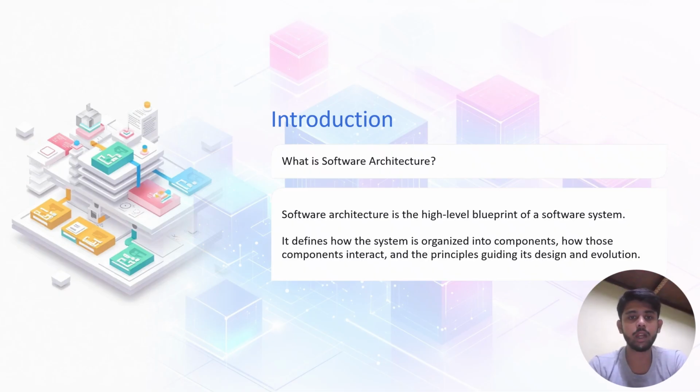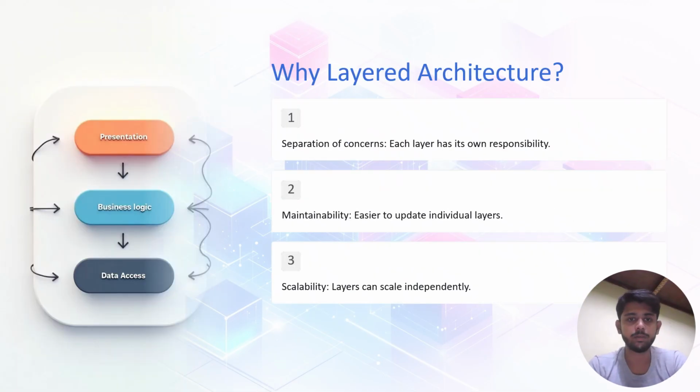There are many software architectures. For instance, we can take MVC, in which the entire software is divided into three components: model, view, and controller. Similarly, we also have layered architecture. Let's explore what is the layered architecture. So in layered architecture, the entire software is broken down into multiple layers. For instance, presentation layer, business logic, database access. Separation.